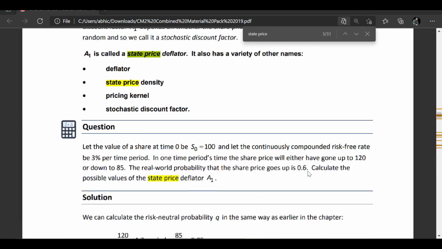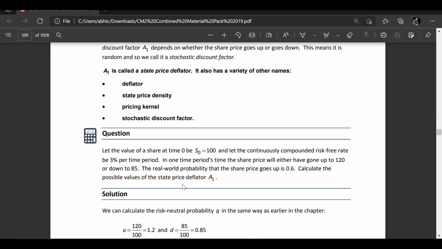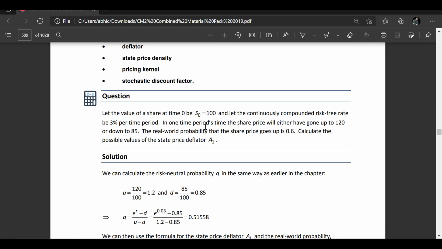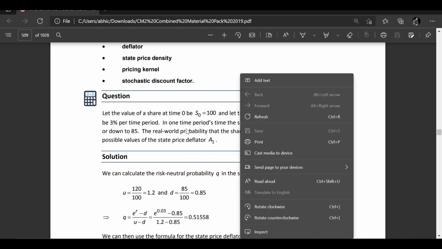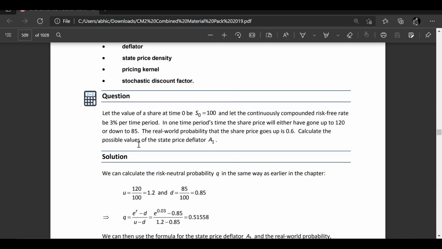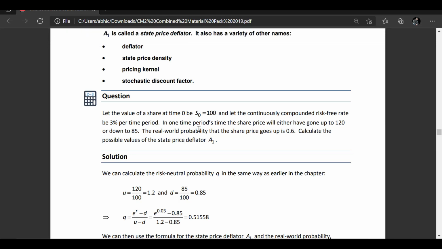So after this we have this super straightforward question which just asks you to calculate the value of the state price deflator, that is A1. This you can do. They've given all the data: the share price, the risk free rate of return, that is r, and that in one period's time either the share price can go up or down. Okay, so up is 120 and down is 85. So your u will become 1.2, d will become 0.85, and based on that they expect you to calculate the state price deflator. Real world probability is given as 0.6.